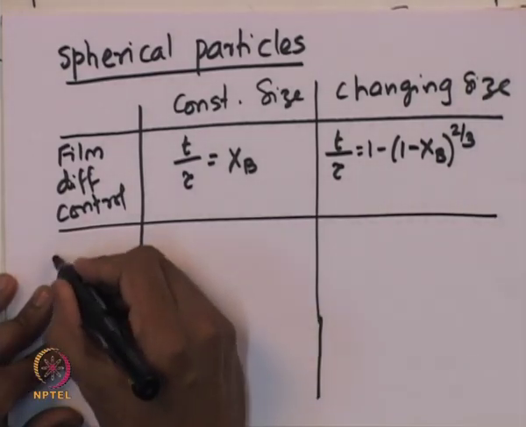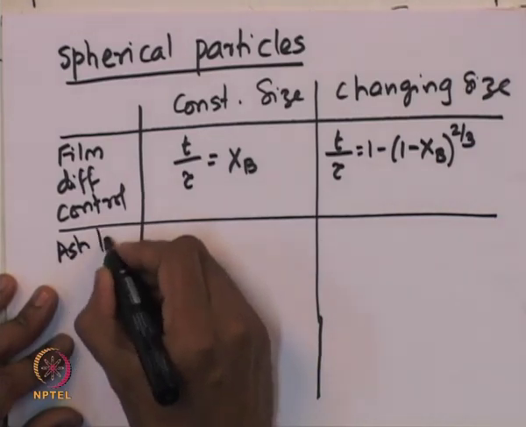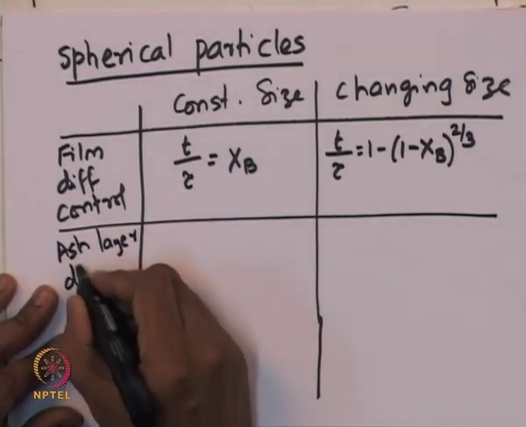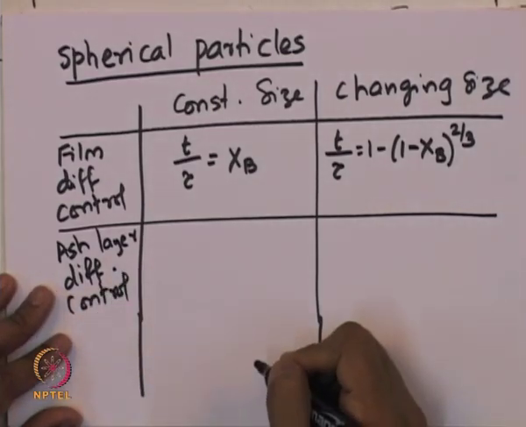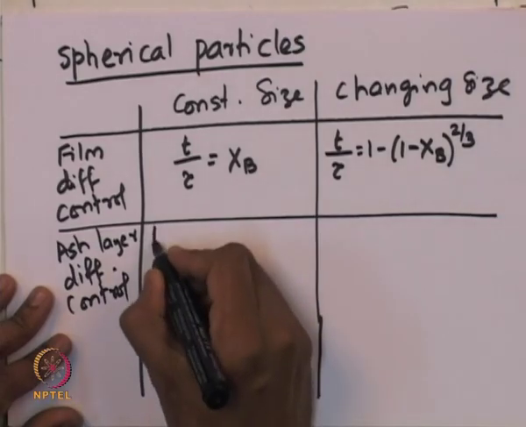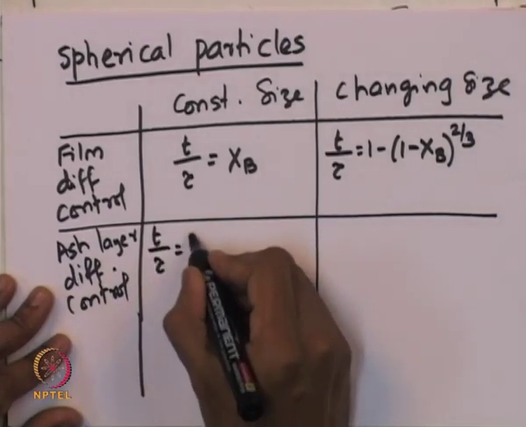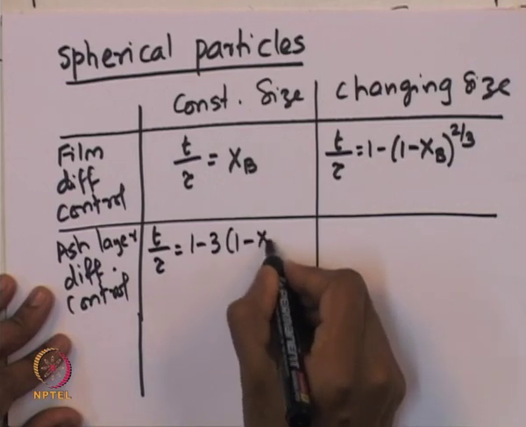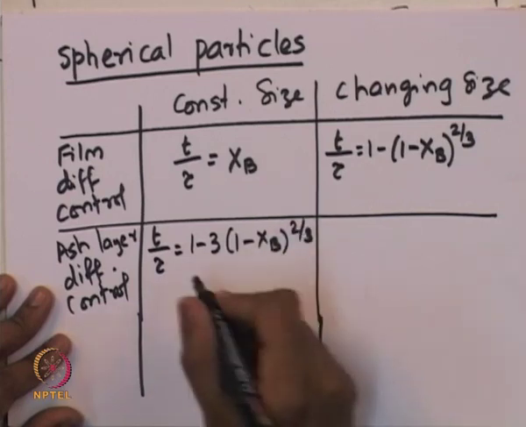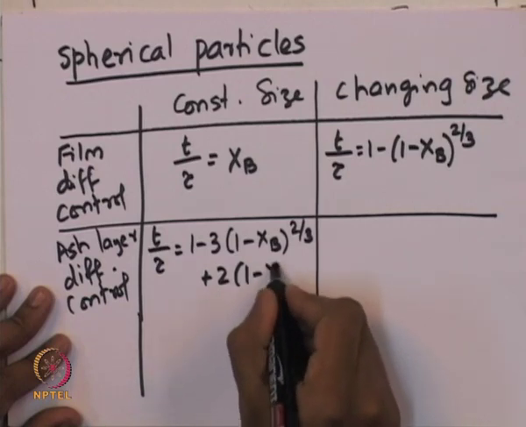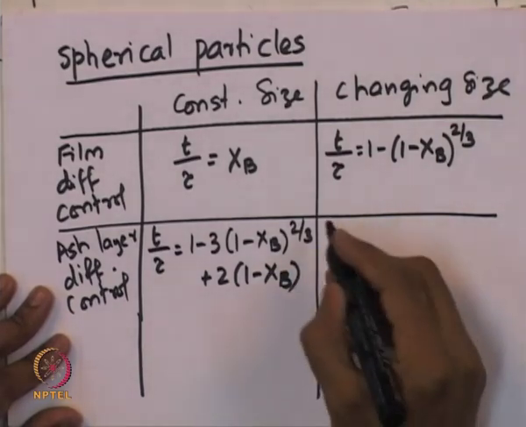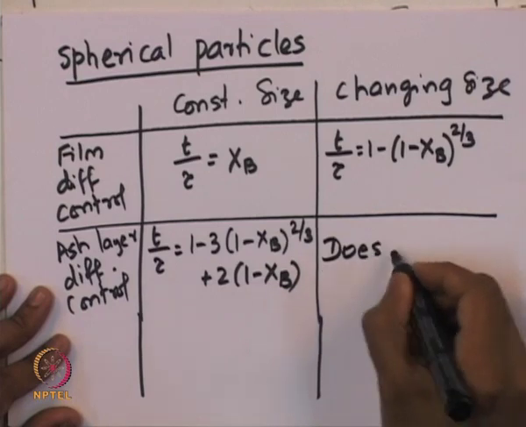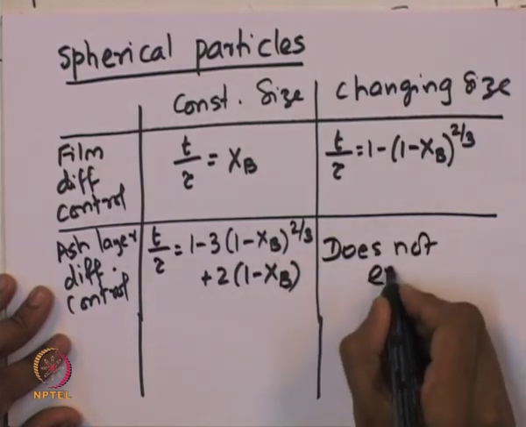Now, next possibility is ash layer diffusion control. So if ash layer diffusion is actually controlling the overall conversion, in that case t by tau is given by 1 minus 3 into (1 minus xb) to the power of 2 by 3 plus 2 into (1 minus xb). So that's the expression for t by tau. And of course, in changing size, the ash layer does not exist, and therefore it does not offer any resistance to the overall conversion.